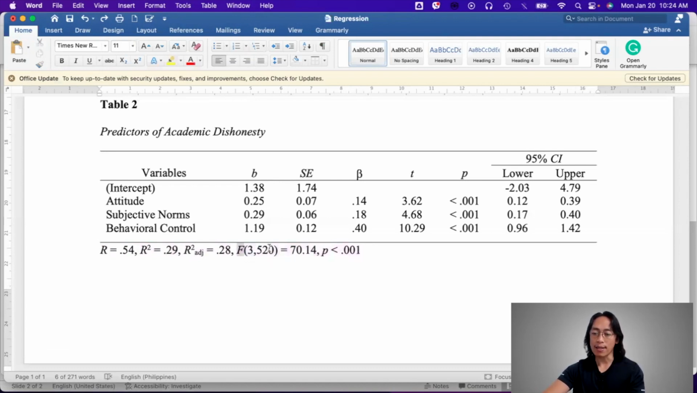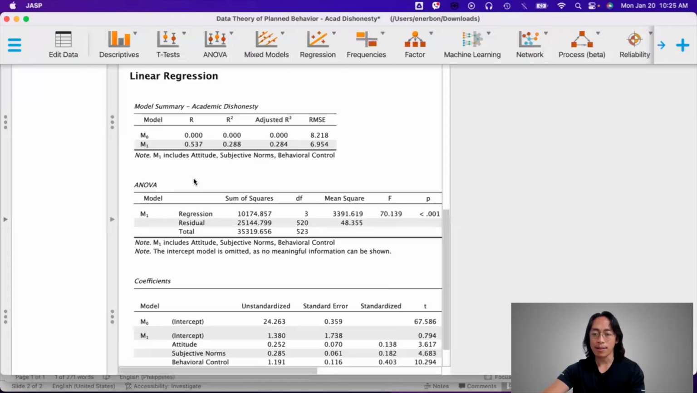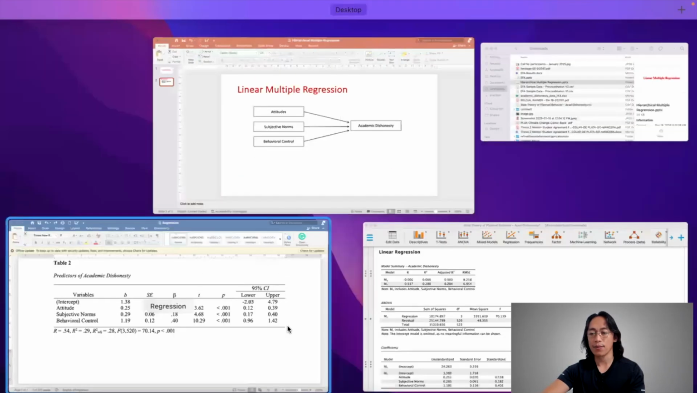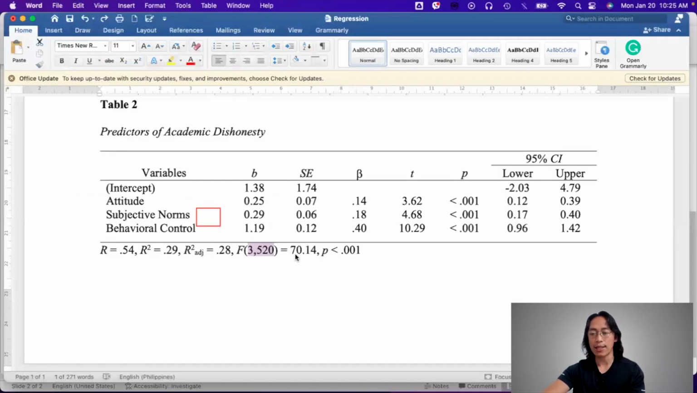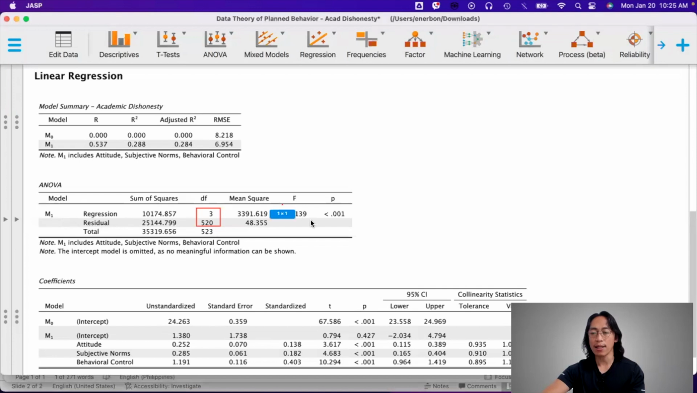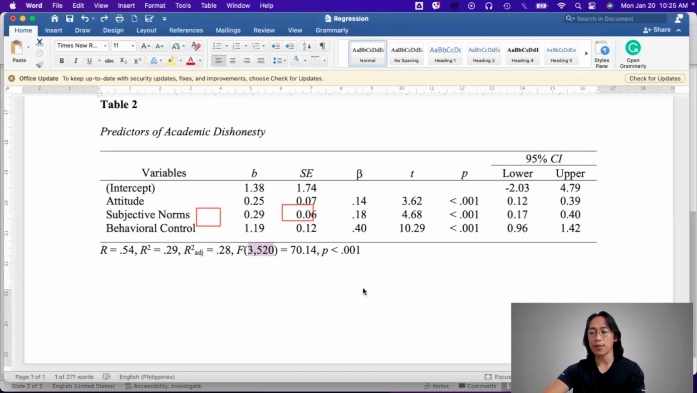Where did I get these values? So these values are actually the degrees of freedom. We find it here. So this is our ANOVA. That would be the degrees of freedom here, 3 and 520. And then the F ratio, 70.14. Where did I get that from? I got that from here. 70.139, I rounded it off to 70.14, and the p-value I got from here as well.